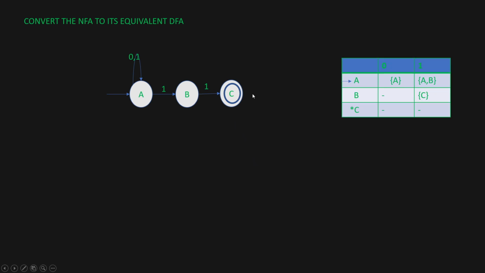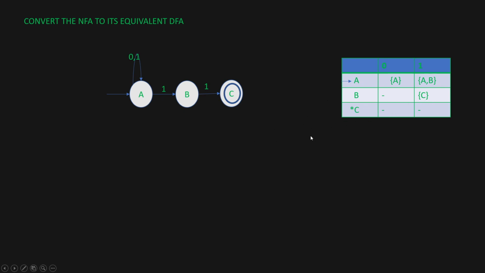So let's get started. First thing, we are given this example over here. This is our NFA and we have to convert it into its equivalent DFA. As you can see over here, we have starting state A. You get input 0, you're going to state A. You get input 1, you are going to either A or B. In state B, you get input 1, you're going to go to state C. And in state C, nothing is mentioned.